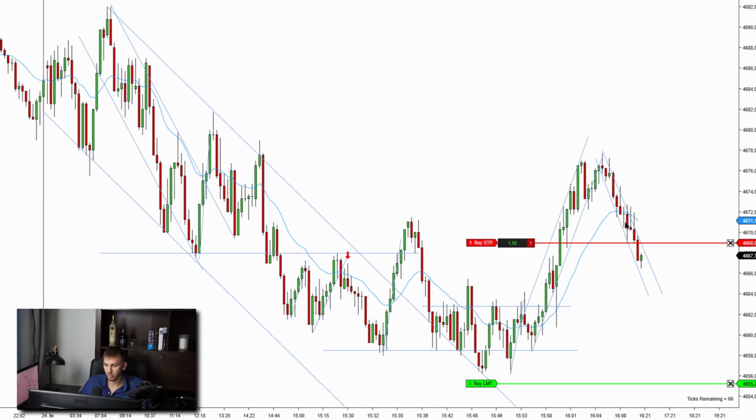This is not what you want to see. I want to see a bar close above EMA, a strong bullish bar. And since we kept pushing below EMA and kept pushing below EMA, I decided to take a little bit of risk here and enter at the very low, but this was the safer entry.